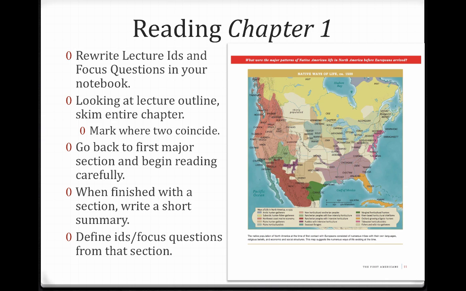Okay, so now it comes to the reading. And when I talk about reading the chapter, it's going to coincide with the handout that's also available on the LibGuide.